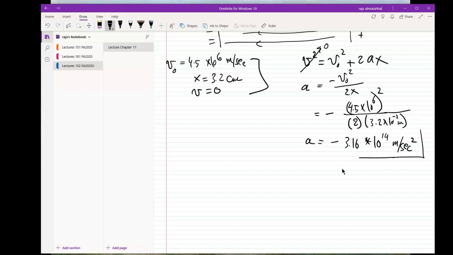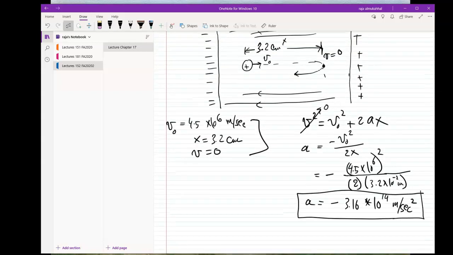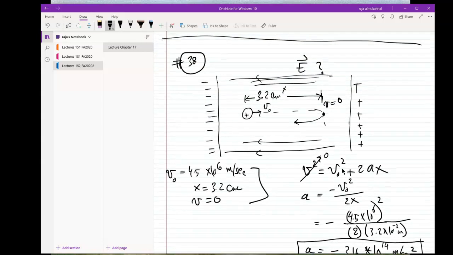Electron, or what is it? Proton, electron? Okay, proton. He says he wants what? He wants, what is the weakest electric field? What's the electric field? This one.